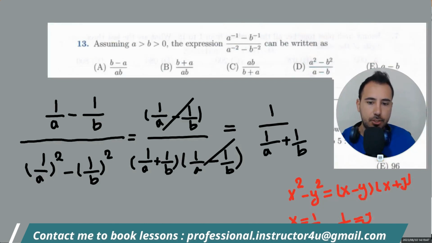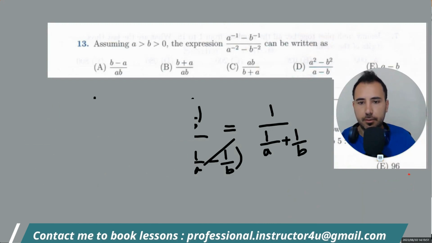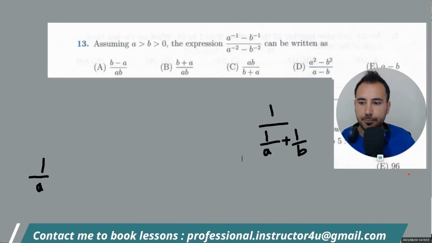Is this in the options? No, so we have to simplify it even more. So what is 1 over A plus 1 over B?